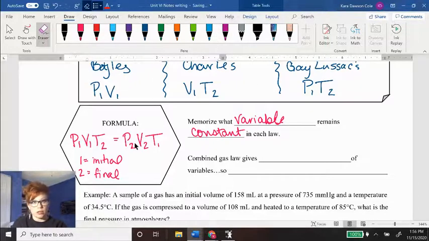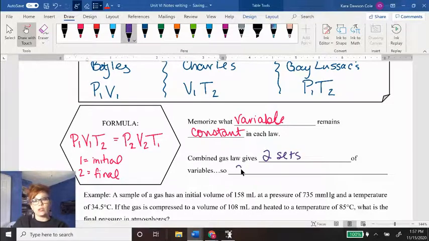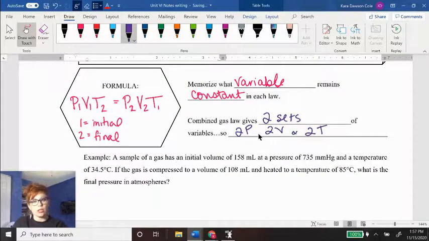So any of these laws, you are going to use the combined gas law to solve for. All you're going to do is take out whichever variable is constant. If it tells you it's at constant volume, then you take out volume. Or if it says at constant temperature, take out temperature. The combined gas law gives 2 sets of variables. So we have 2 pressures, 2 volumes, and 2 temperatures. Essentially, you are going to be given 5 givens. Having 5 things given to you is going to indicate that you are using this equation.